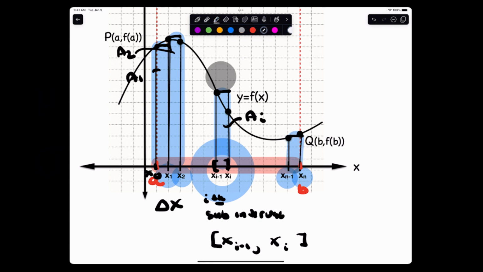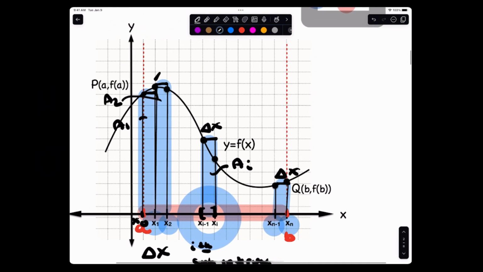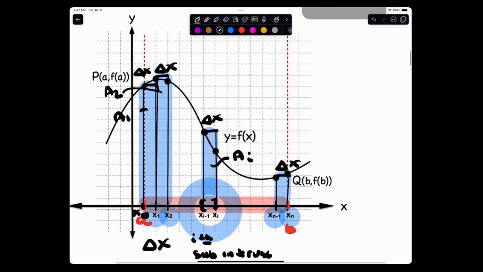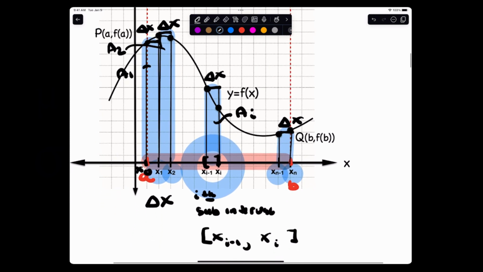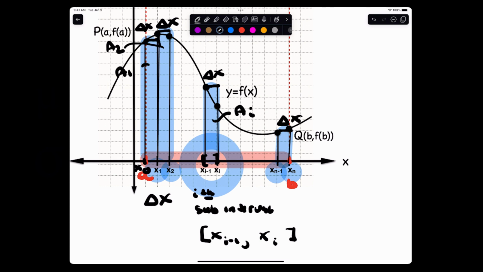And all of these here have a delta x, I should say width, a constant width of delta x. So we're setting the table with a calculus process that you're going to see over and over again in every calculus setting. We're going to try to approximate the area under the curve using rectangles.